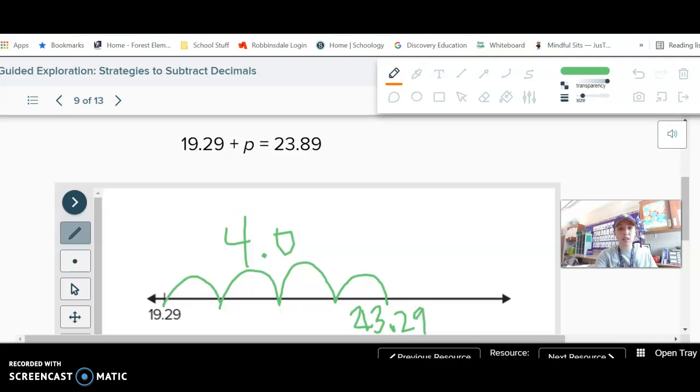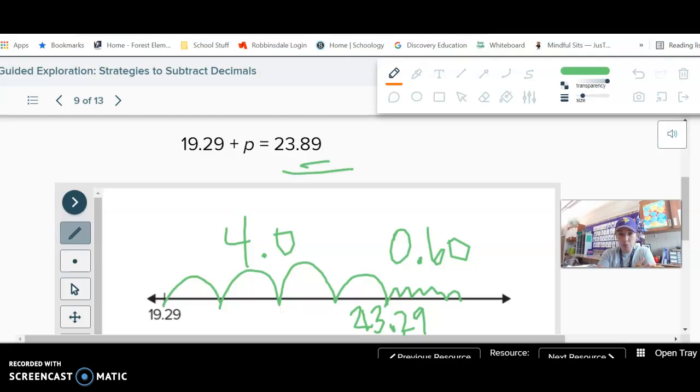And I could say, now I need to go from 29 to 89 because I do have my whole number done. So I just look at my decimals. 29, 39, 49, 59, 69, 79, 89. I counted up 60 more. So I did 1, 2, 3, 4, 5, 6 little jumps of tenths. So I added on 60, or not tenths, hundredths more to get me to my final answer.